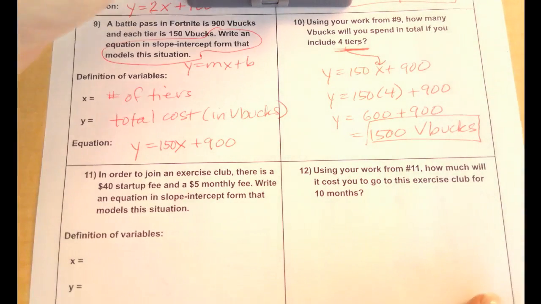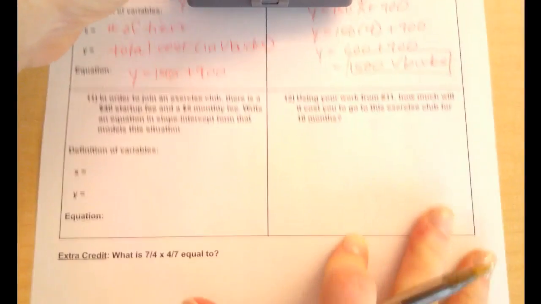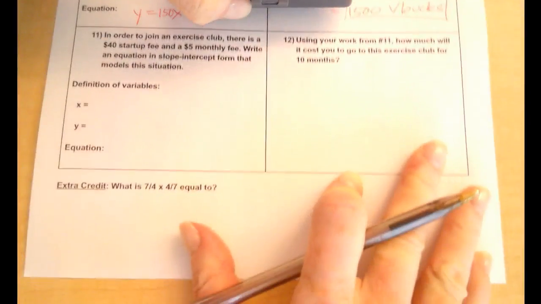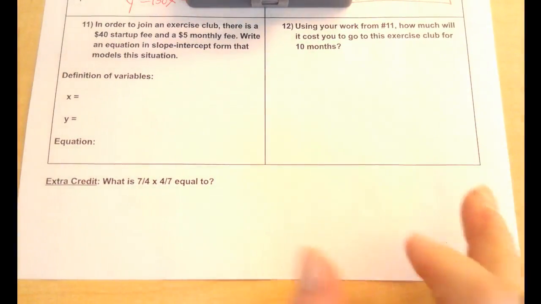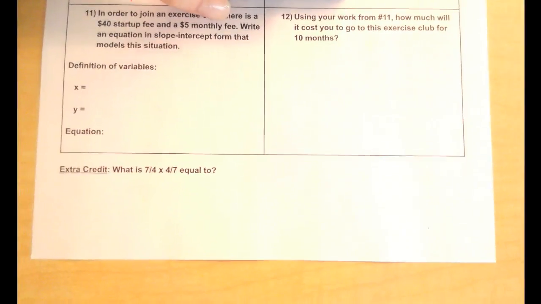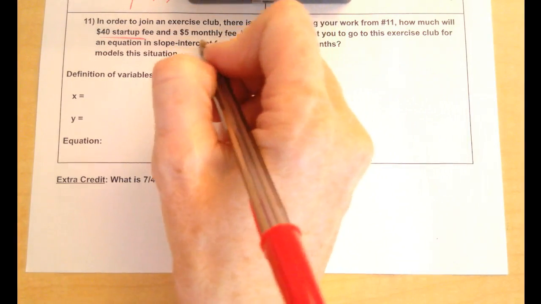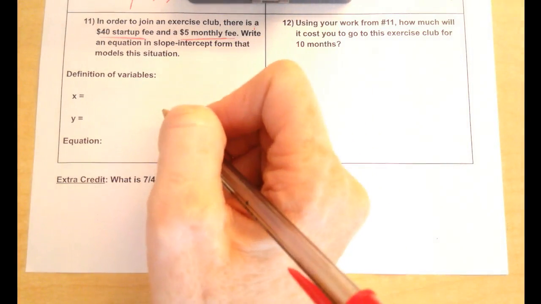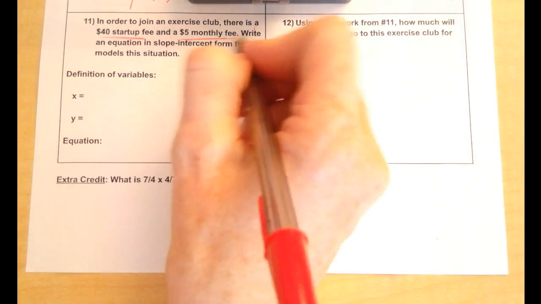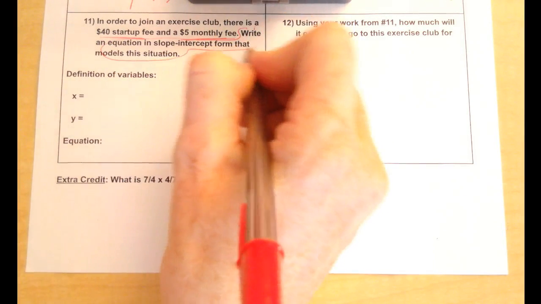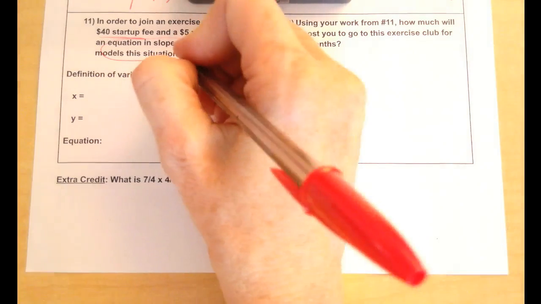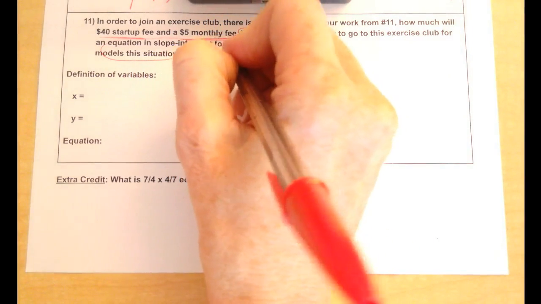All right, the last one, the exercise club. Again, remember you can pause at any time. For the exercise club, got a situation here where I'm joining an exercise club. There's a startup fee and a $5 monthly fee. So each month I'm paying $5. They want an equation in slope-intercept form that models the situation. y equals mx plus b.